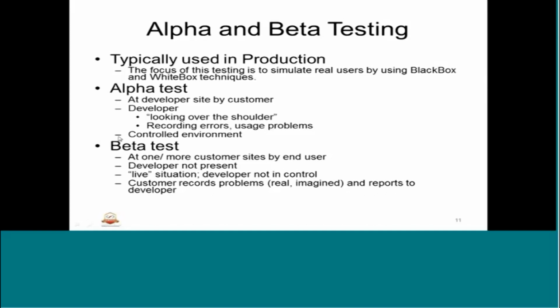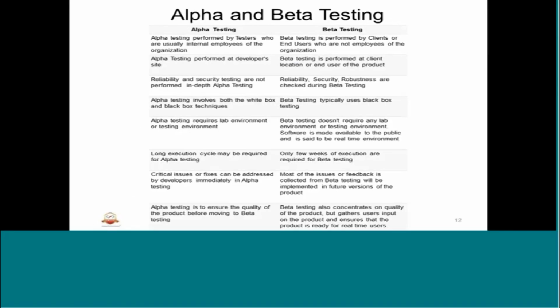The next type of test after the alpha test is beta test, at one or more customer sites by the end user. That means the real user of the product will be testing it at the customer site, and there is no developer involved for beta testing. It's like a live situation where the product is on the market or in the field. The developer will not have any control, and will only be reported the issues coming out of this beta test. The customer records problems, real or imagined, and reports them to the developer. So that is about alpha and beta testing.